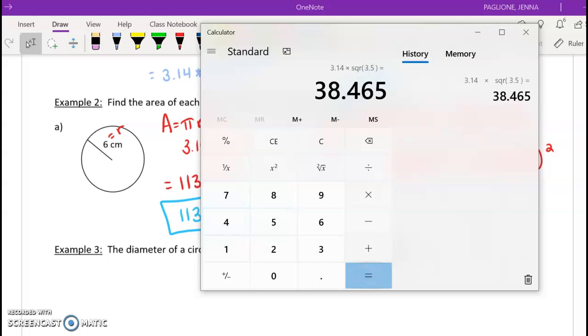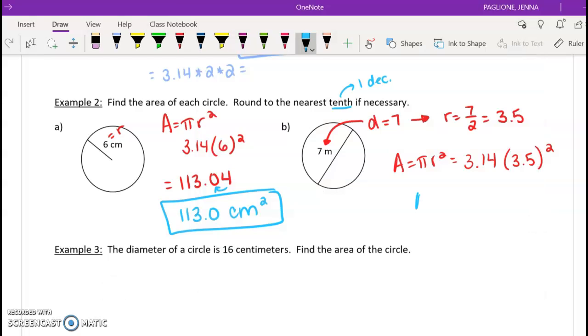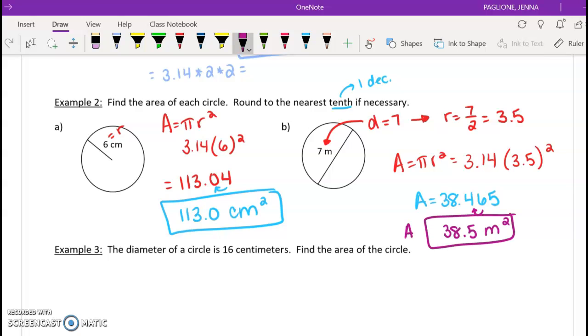Hit equals, and I get 38.465. So area is 38.465. They want me to round to the nearest tenth, so that's 1 decimal place. The 6 does round up the 4, so 38.5 meters squared. Area is always squared meters.